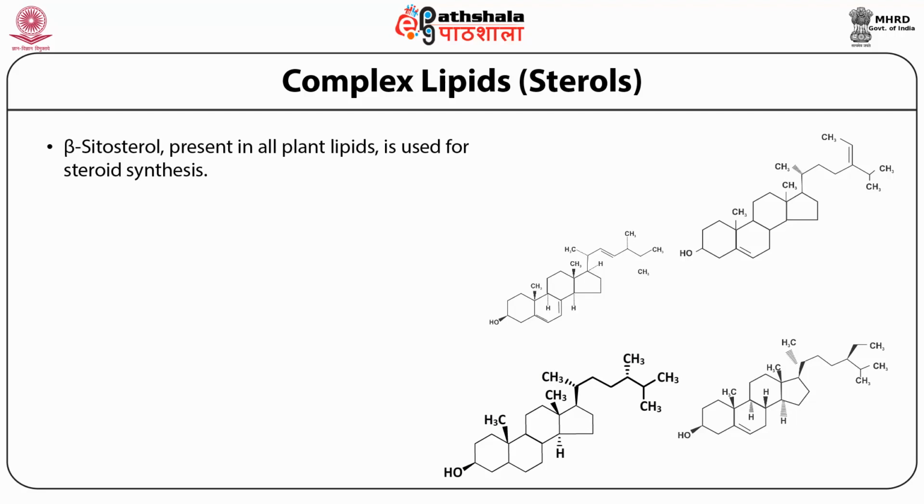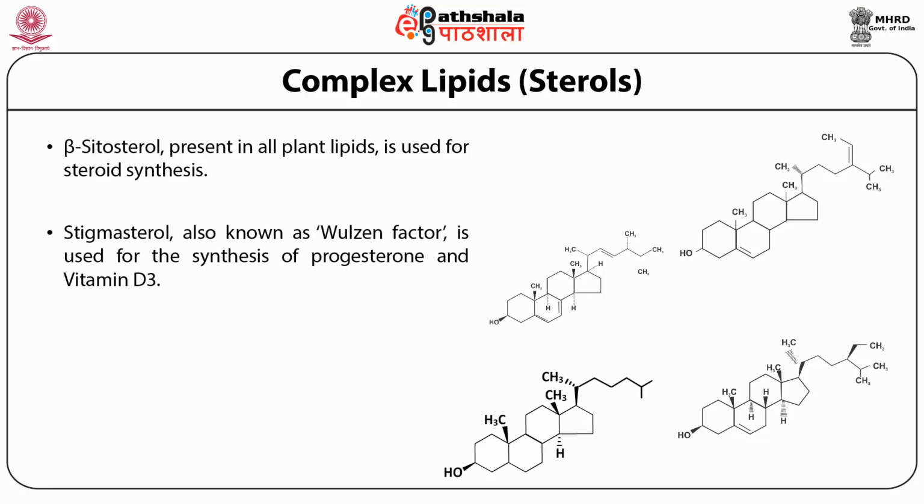Beta-sitosterol is another phytosterol which is being used for steroid biosynthesis, and it is present in all plant lipids. Similarly, stigmasterol, which is also known as Wilson factor, is needed for the synthesis of vitamin D3 and progesterone.